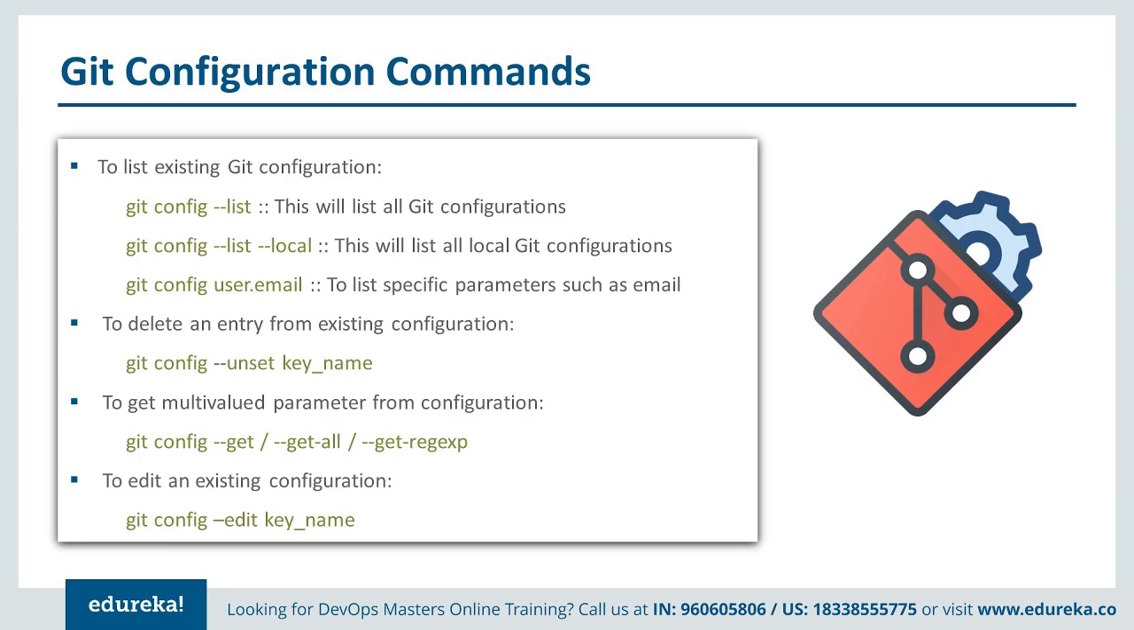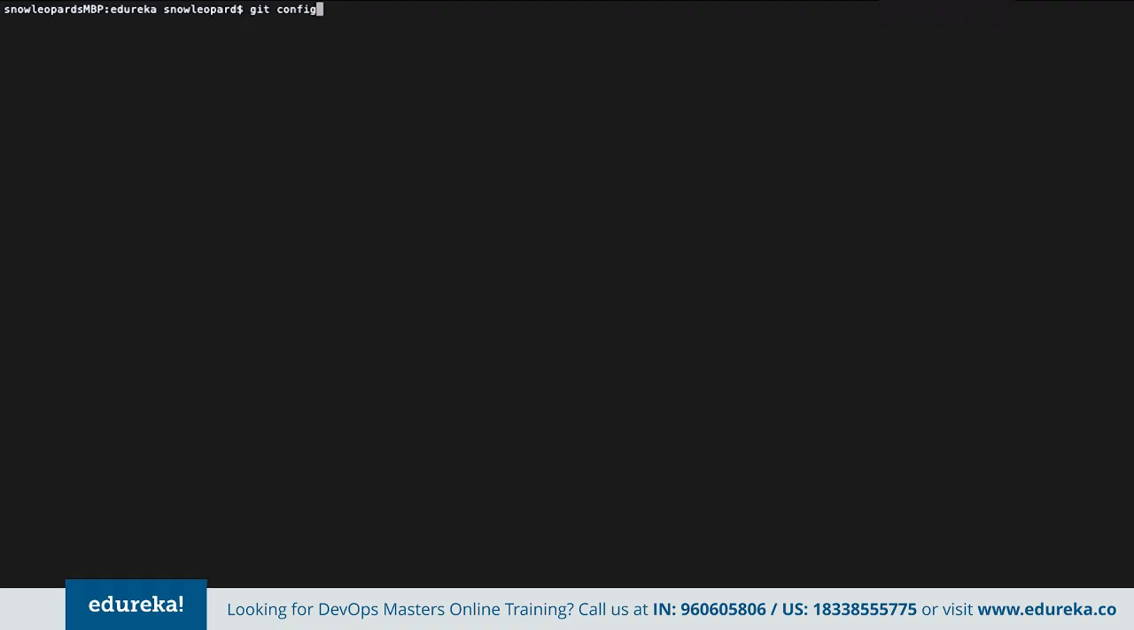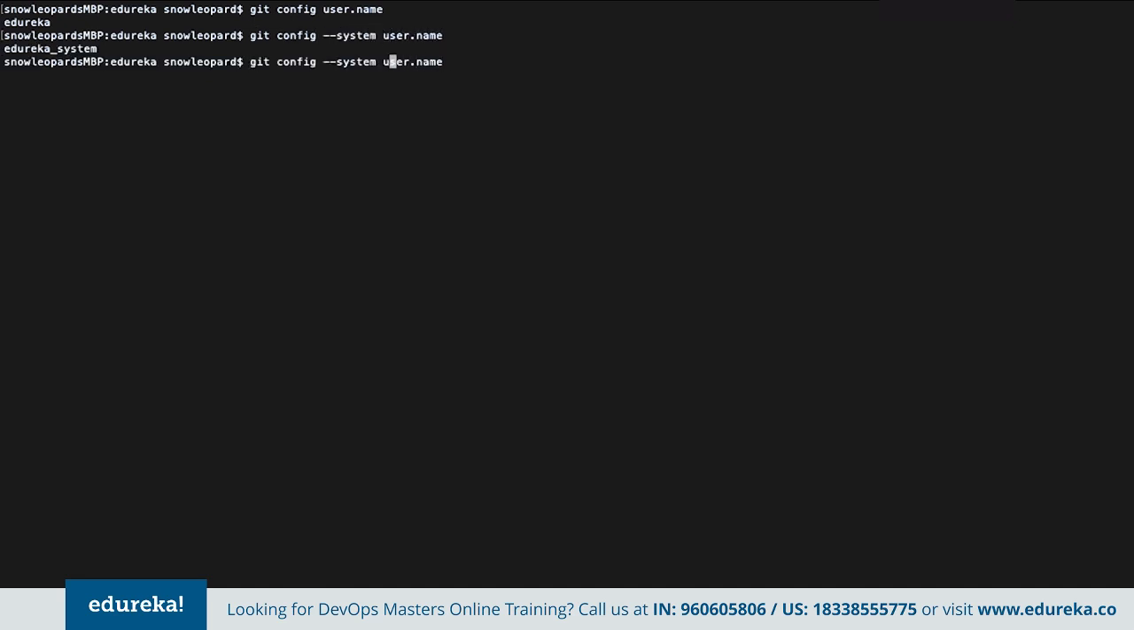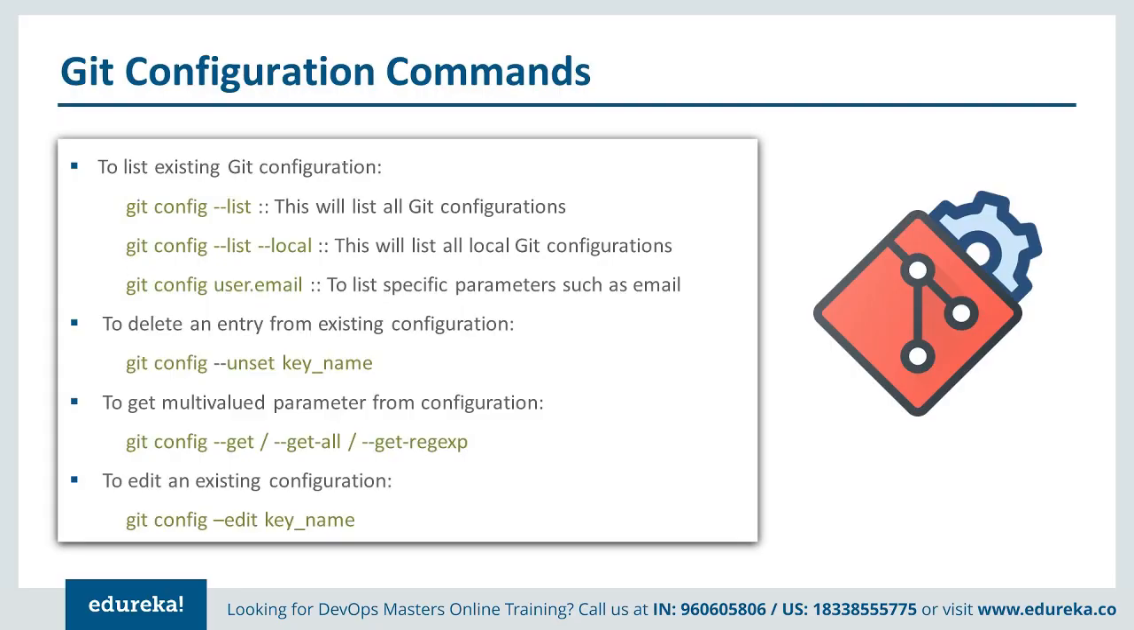Now we have another command which is to list a particular property. I can have the config, and if I place system, then I can get that property from the system or the global configuration. To delete an entry, we can use git config --unset and then my key name. My key name is the property name, for example user.name or user.email.